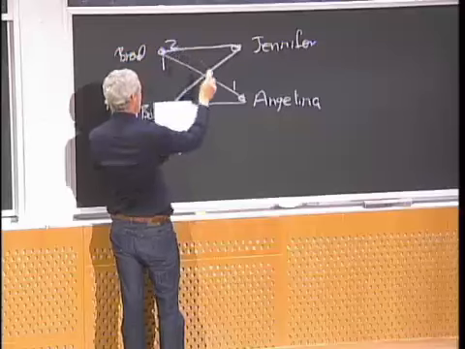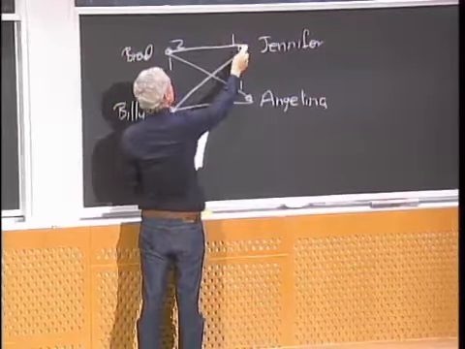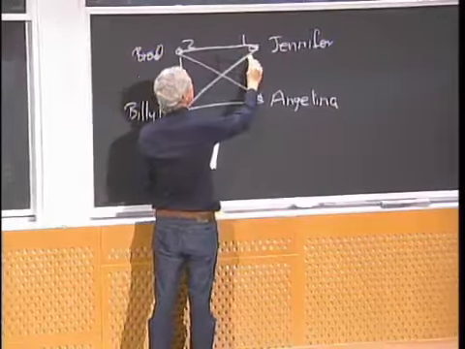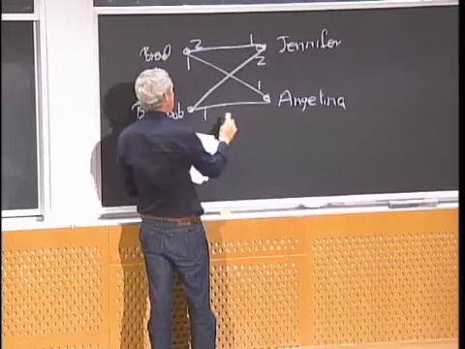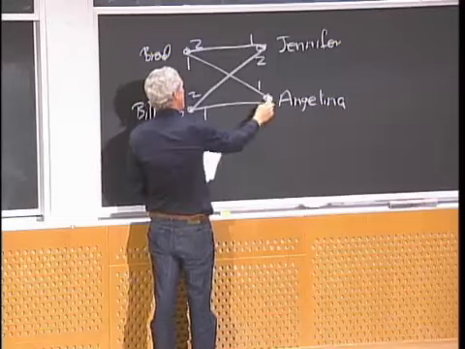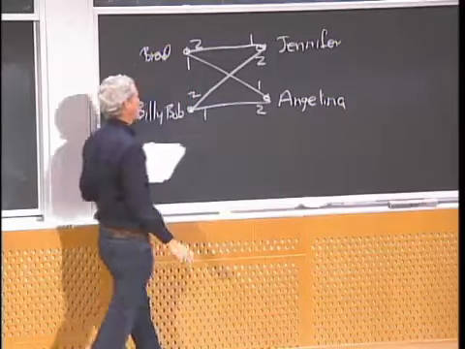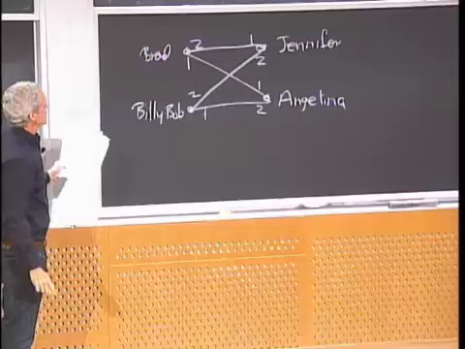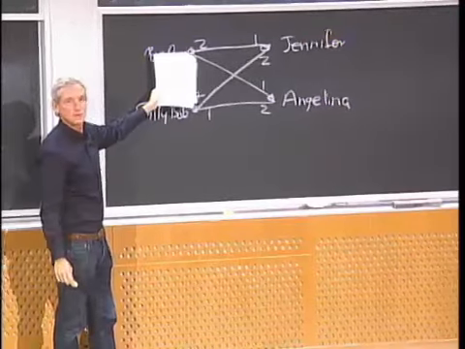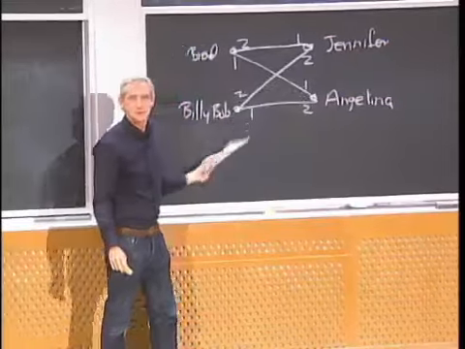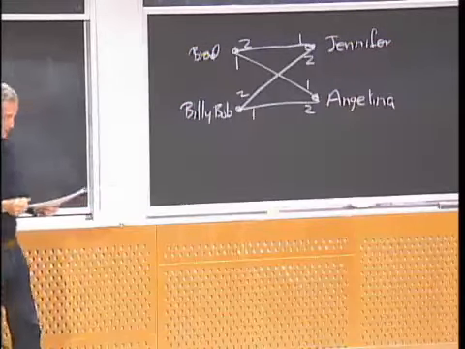Number 2 for Brad is Jennifer, but Jennifer really likes Brad first, and Billy Bob second. Billy Bob likes Angelina first, then Jennifer. Angelina thinks Billy Bob is number 2. So it's not necessarily symmetric. Jennifer has Brad as the first choice. Brad has Angelina as the first choice. All right, so it's an asymmetric situation.